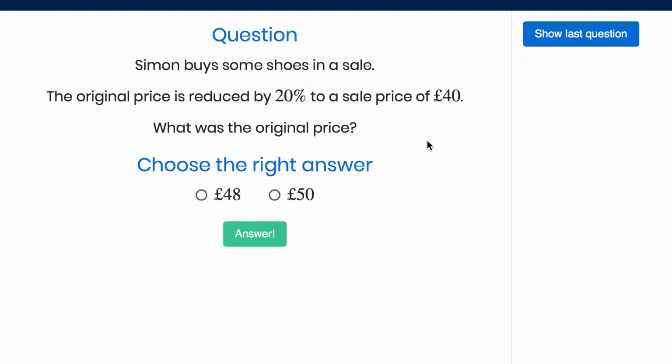In this video, we'll learn how to calculate reverse percentages. Reverse percentages involves working backwards to find the original value after a percentage change. You'll need a calculator for this lesson.